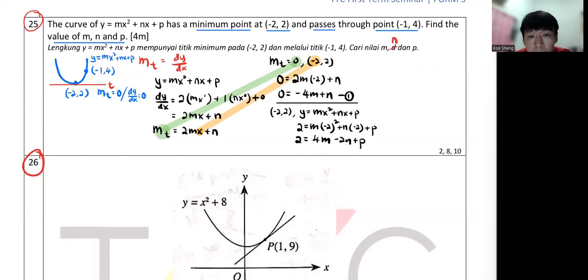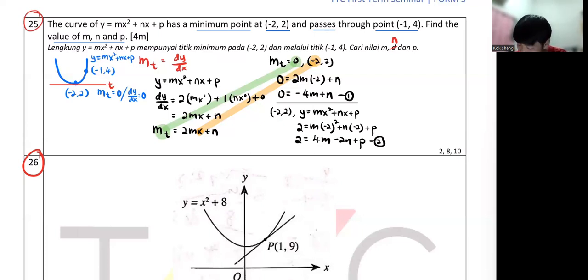Okay, I expand this. Negative 2 square is positive 4. Negative 2 times n should be this one. Nothing else that I left out. So, yep, this is the second one. So, yeah, I think this one we have to go for the system of equation because of the 3 unknown.